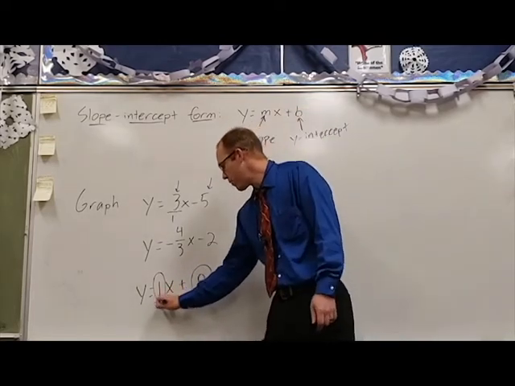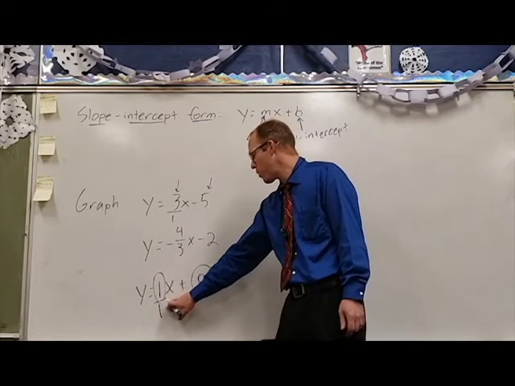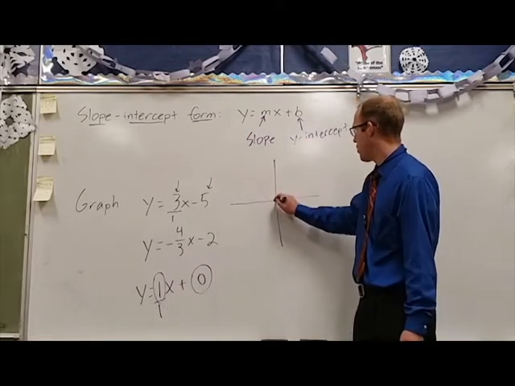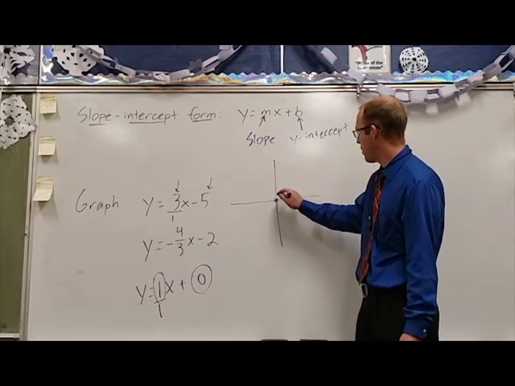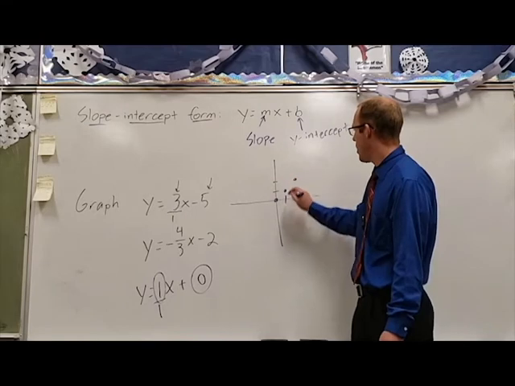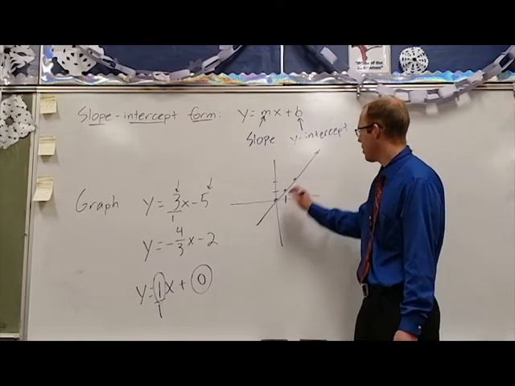I'm going to write this as a fraction. My slope is 1 over 1. My y-intercept is 0. 0 would be just right here on the origin, and I'm going to go up 1 and right 1, up 1 and right 1, and our slope makes it look like that.